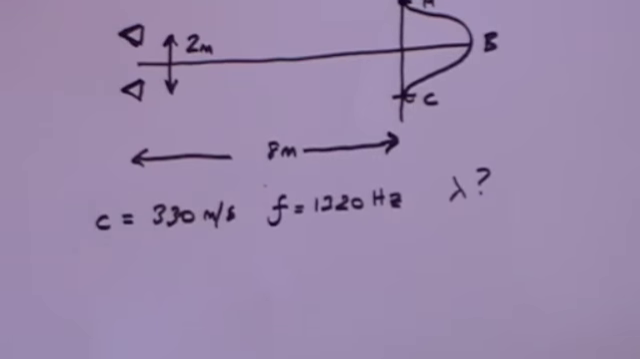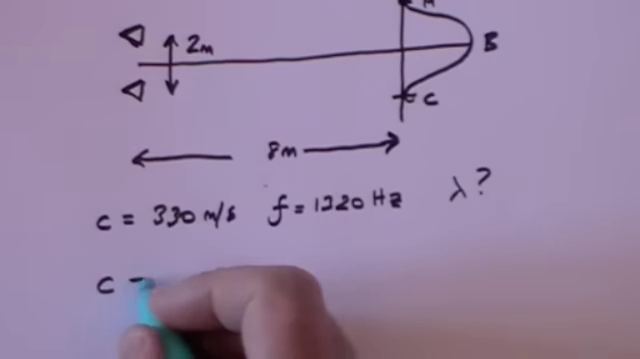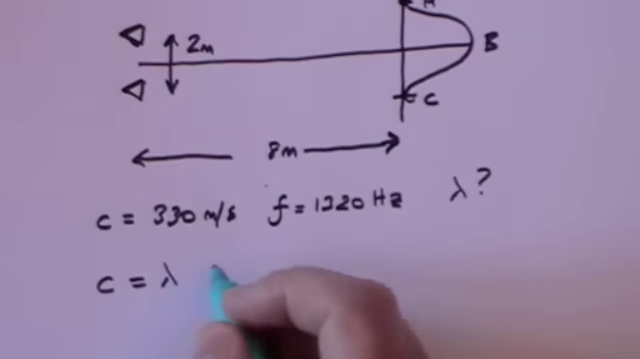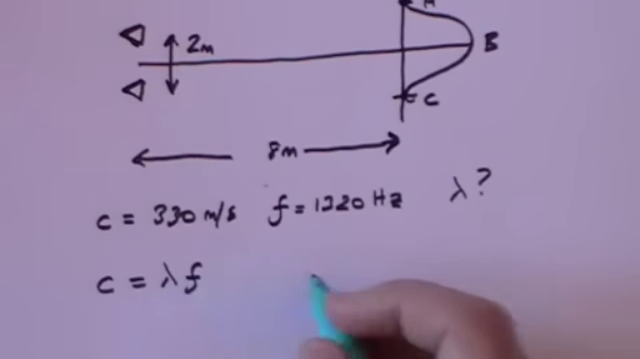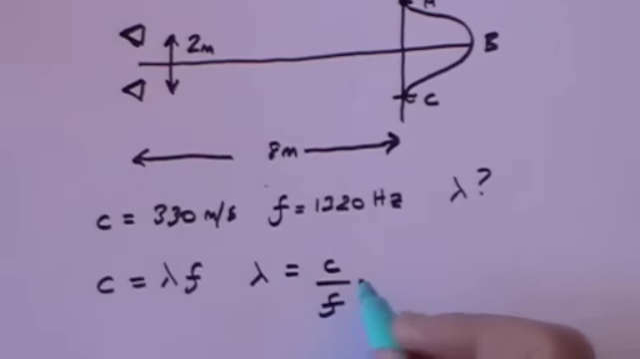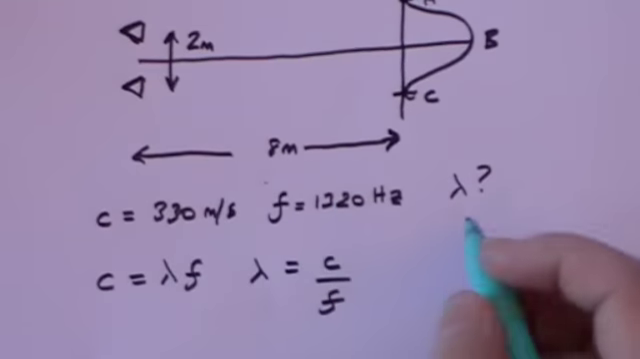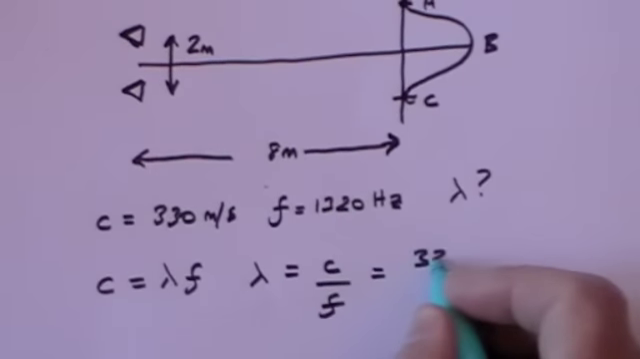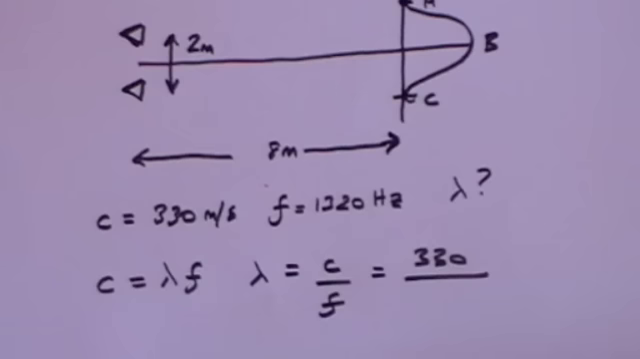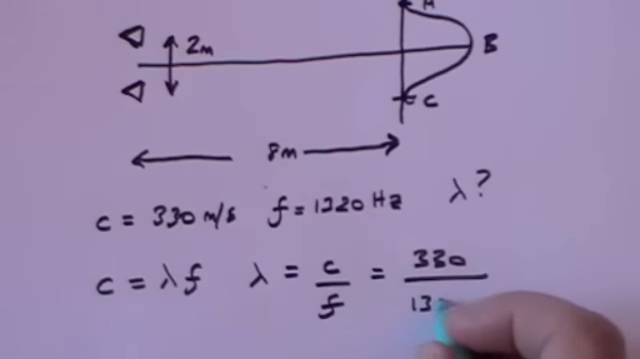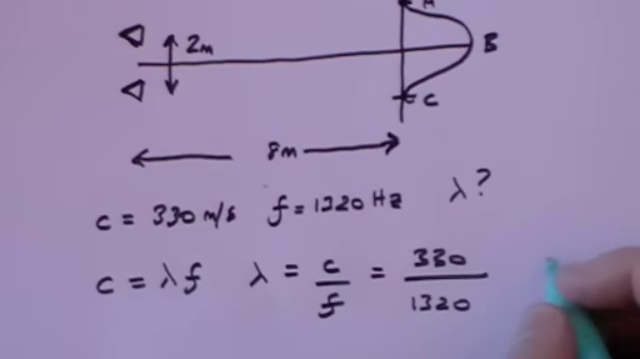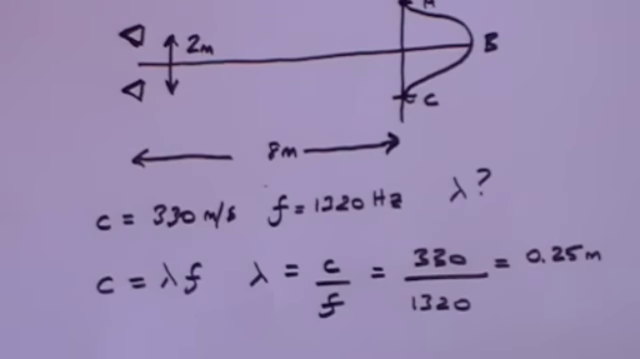Well, we can use a general formula that the speed of a wave is equal to its wavelength times its frequency, which means that lambda is going to be c divided by f, and we've been given those two pieces of information. c is 330 meters per second, frequency is 1320, so the 2 divided gives you 0.25 meters. So the wavelength of the sound is 0.25 meters.